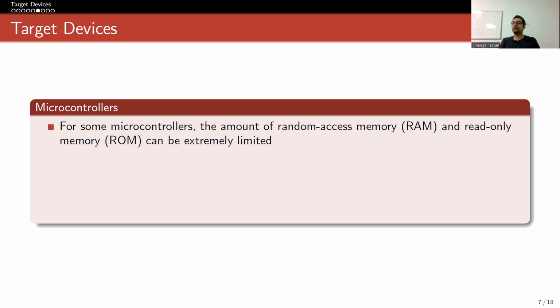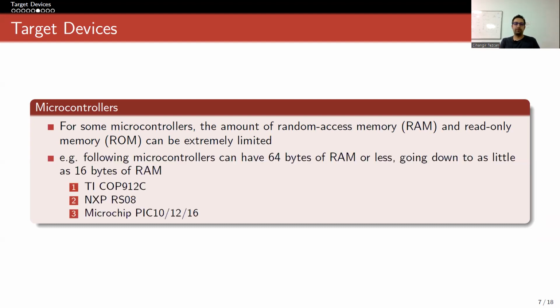Okay. For some microcontrollers, the amount of random access memory, RAM, and read-only memory, ROM, can be extremely limited. When we say extremely limited, we are serious here. For example, the following microcontrollers can have 16 bytes of RAM or less, going down to as little as 16 bytes of RAM. So this is important. Just imagine where you have 64 bytes of memory. Even the Commodore 64 has 64 kilobytes of memory.